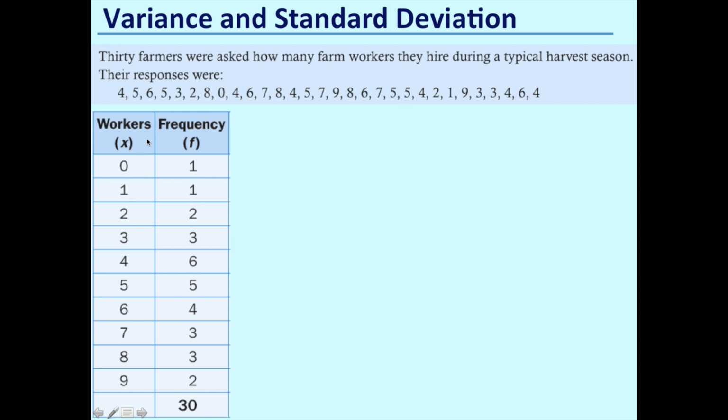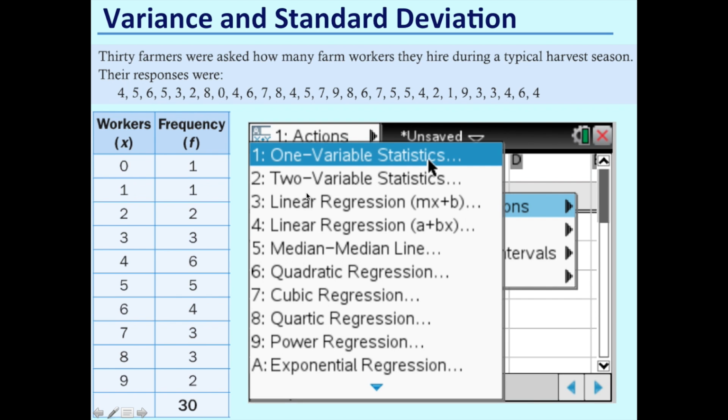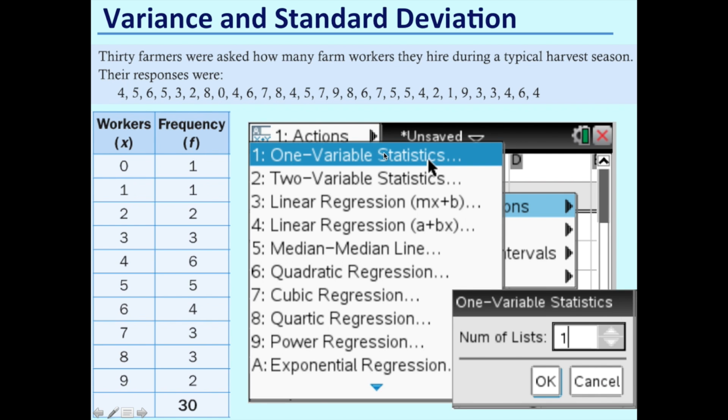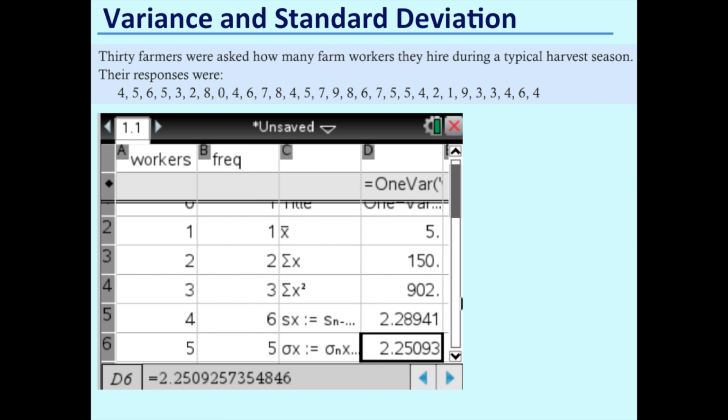Here's our data then laid out like this. We've got each of the categories, so the number of workers and the frequency which they occur. We can put this into our TI-Nspire. You can label these W and F or whatever you want, X and Y, as long as you remember what they are. So again, the only piece of information we've got here is the number of workers. The second column is frequency. So we're looking at one variable statistics. Number of lists is 1. Our X is workers, and the frequency is frequency, or whatever you've called it.